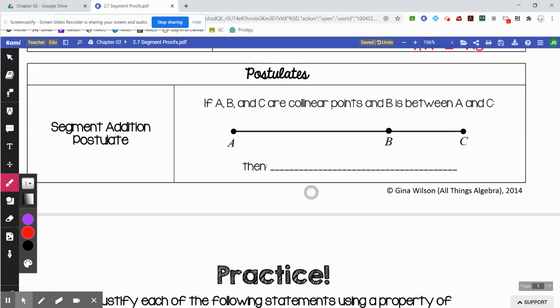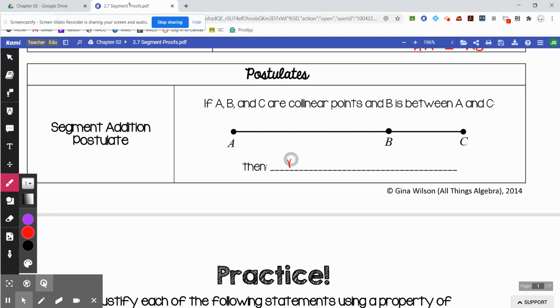And finally, the segment addition postulate, again, a very old theorem from several lessons back. If A, B, and C are collinear, notice they're on the same line here, and B is between A and C, then that means that the length from A to B plus the length from B to C has to equal the length from A to C. AB plus BC has to be the entire length.